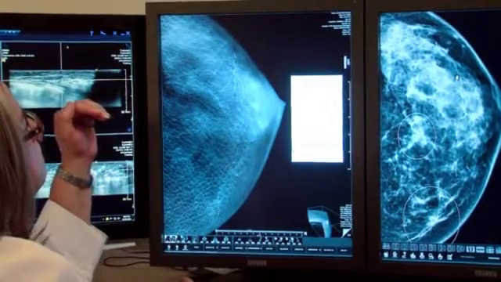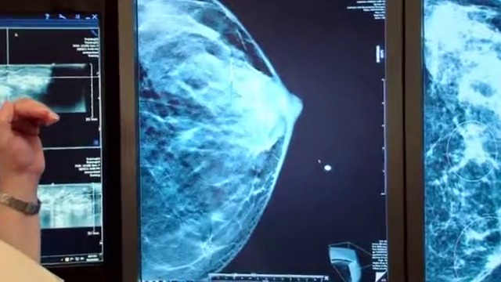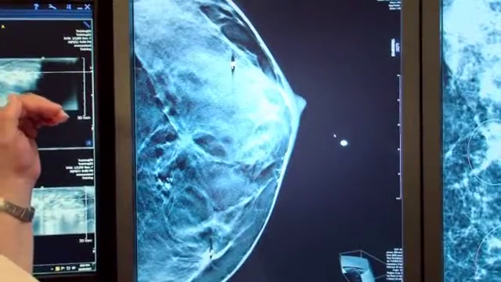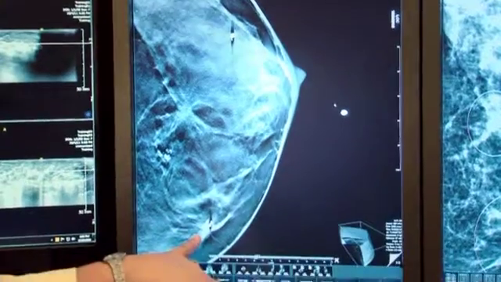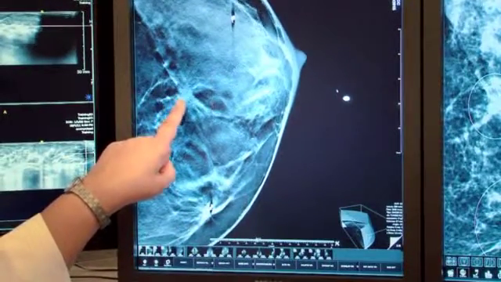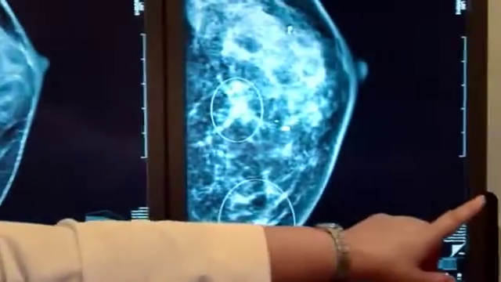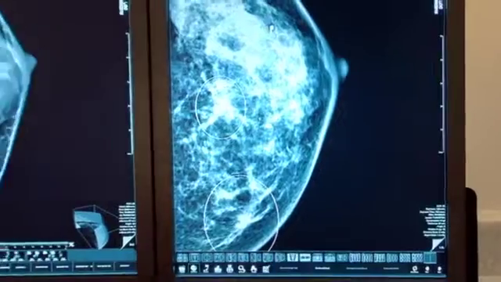So we're going to look at this breast in 3D, and we're going to see if we see the cancer. Here's one cancer, and here's the second cancer. This is the cancer that was not seen originally on the mammogram, was found on the ultrasound, and now seen on 3D.